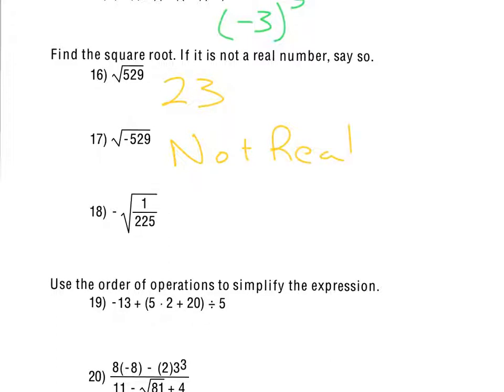And 18 has a negative on the outside, so don't miss that. So it's negative. We square root the 1 and get 1, and square root 225 and get 15. So negative 1 over 15, or negative 1/15.